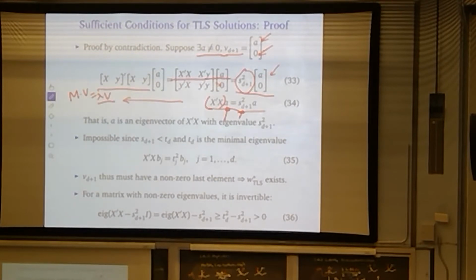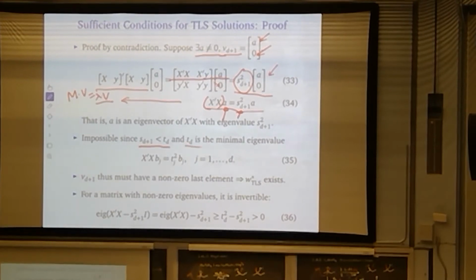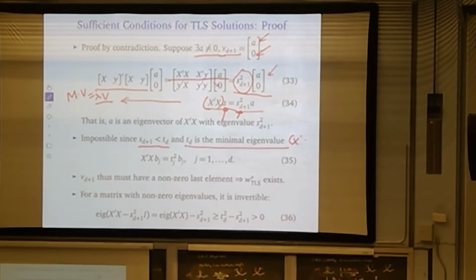But that will not be possible because our condition says SD plus 1 is less than TD. And TD is the minimum eigenvalue of X transpose X. This can no longer qualify as an eigenvector. The last one, we assume that the last value is TD. You cannot have an even smaller one that violates the condition. Okay? So that means this doesn't hold. This must have a non-zero last element. So this solution must exist if this condition is satisfied.